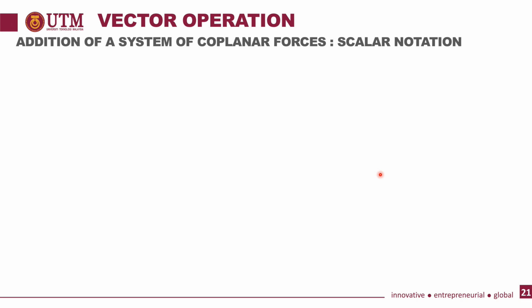All right, so next is the addition of a system of coplanar forces, scalar notation. In the previous lesson, we were calculating the resultant force without any plane. If it has a plane, it must be specified. But this time, the plane is like a fixed plane, which means that you can represent your forces in two types.